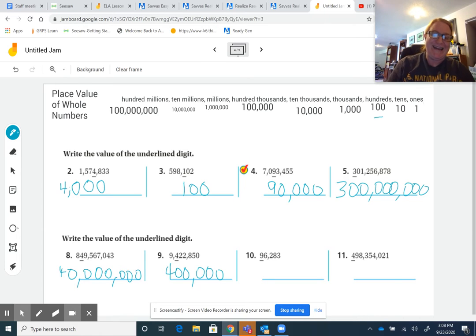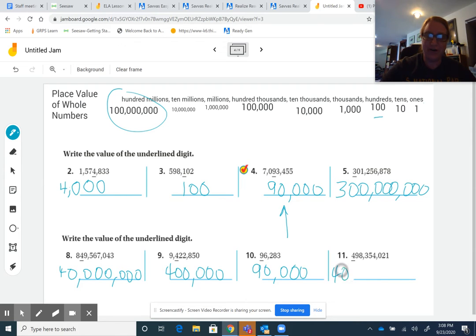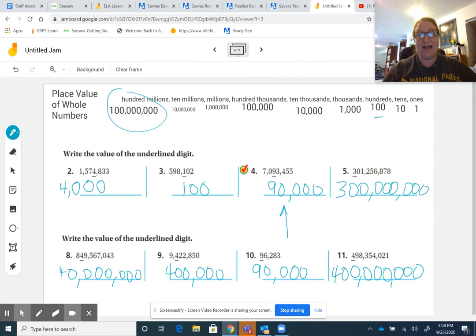The next one is a 9, and which place value is it in? And then how much is it worth? It's in the 10,000s, so it's going to be worth 90,000. Same as that one up there. And then the last one is a 4 again. They love the 4s for this. And it's in the 100 million, so it's 400 million. Notice how it changes depending on its place value. It could be worth a lot or it could be worth very little. So that is place value. Be sure to practice that in your homework tonight.